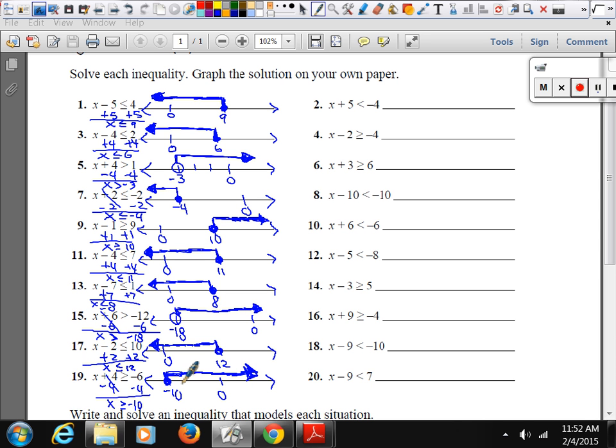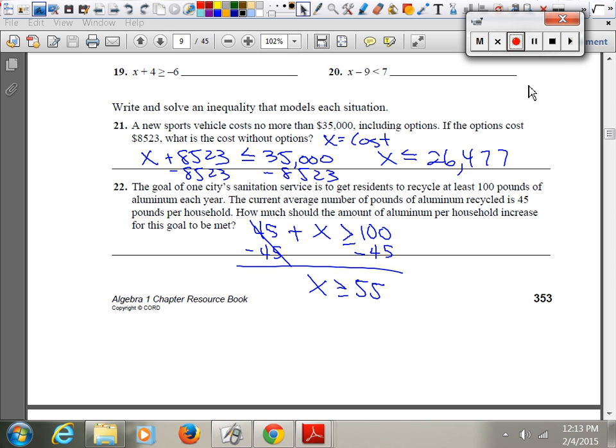Okay, so your job is to finish the other column there. So finish the other column. And there are the last two answers.